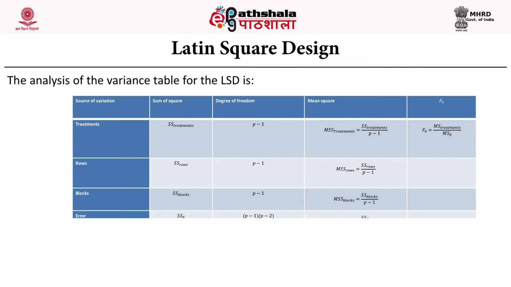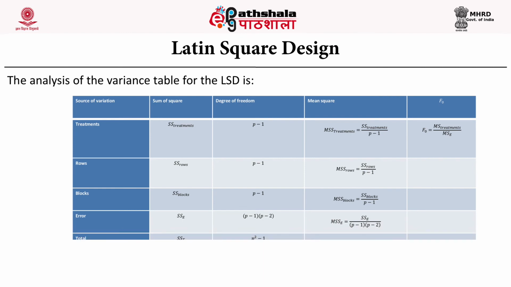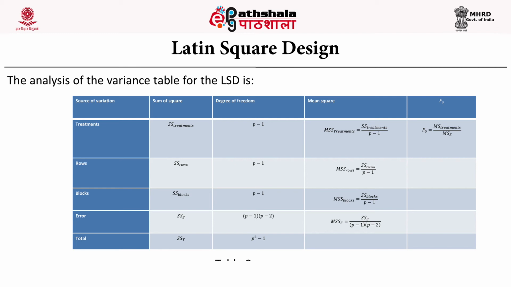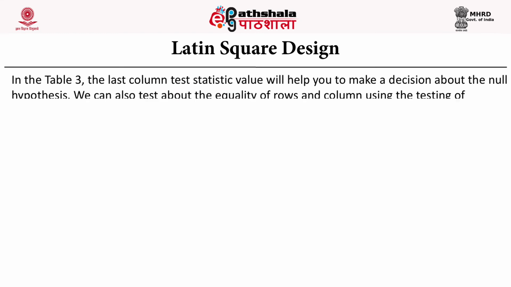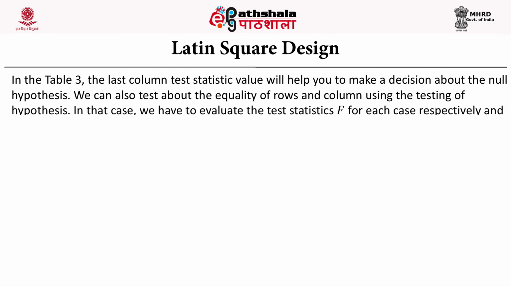In the second column we have the sum of squares of treatment, blocks, errors, and total. The degree of freedom is given in column number 3, the mean sum of squares is evaluated in column number 4, and the F statistic is evaluated in column number 5. So in the table, the last column's test statistic value will help you make a decision about the null hypothesis.